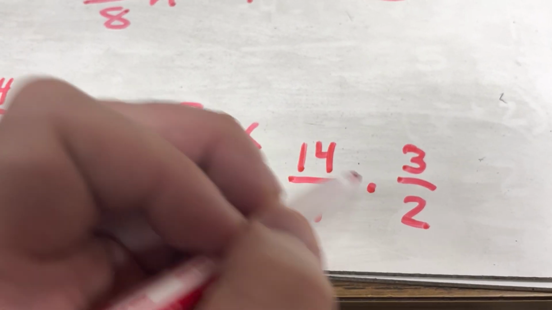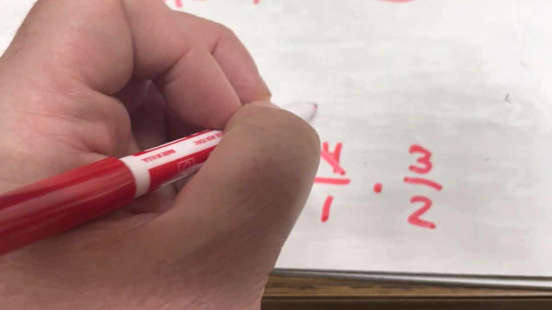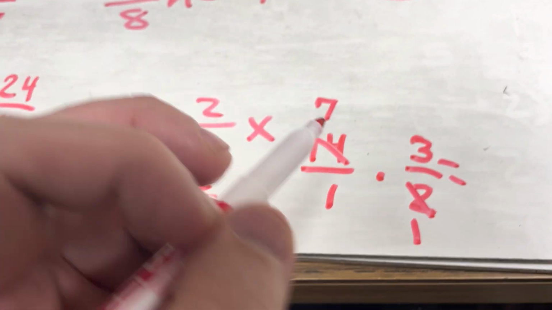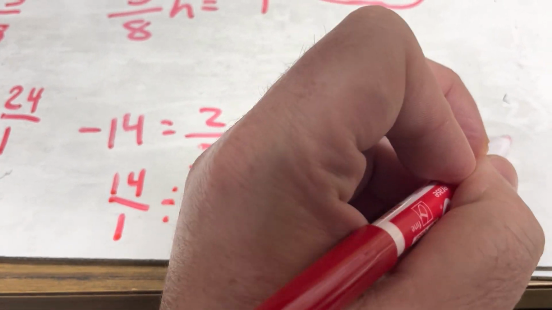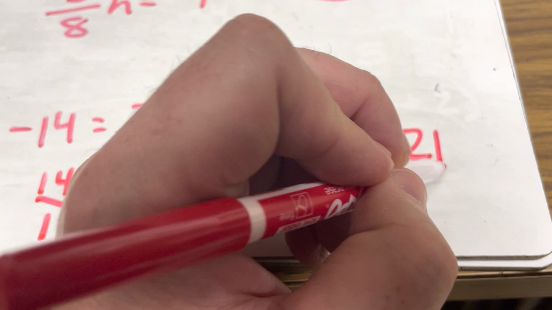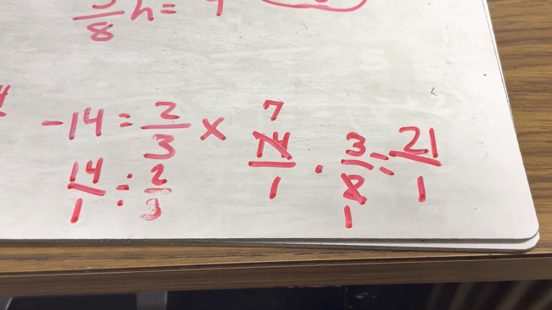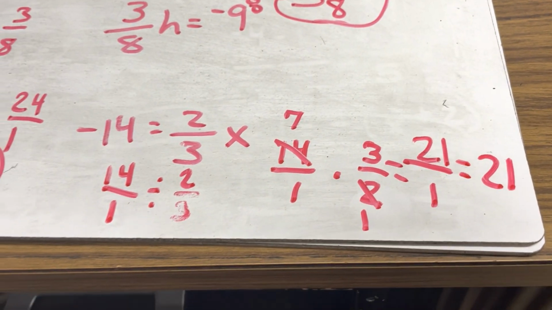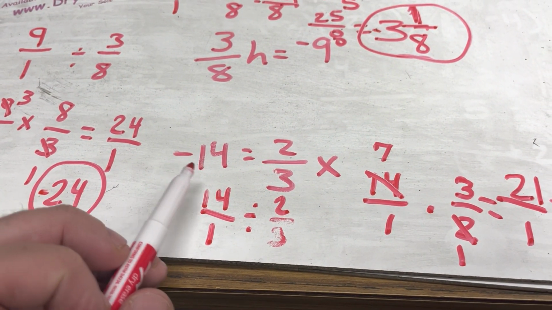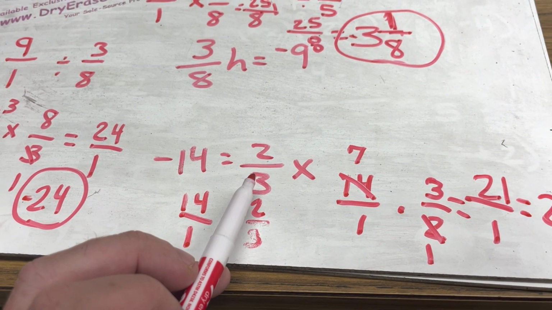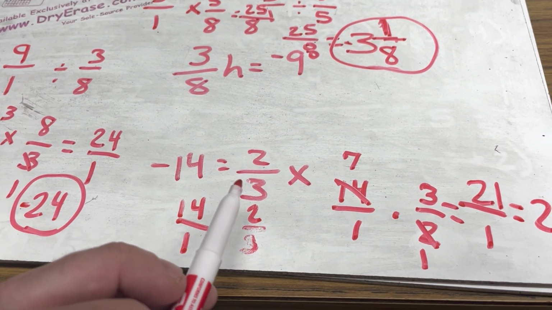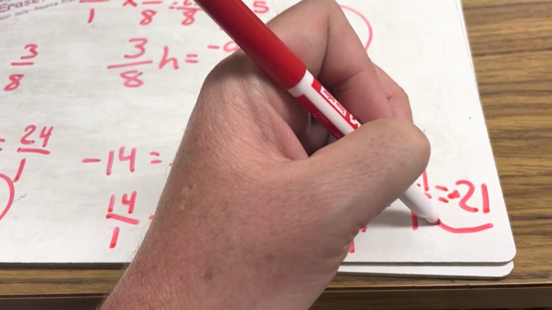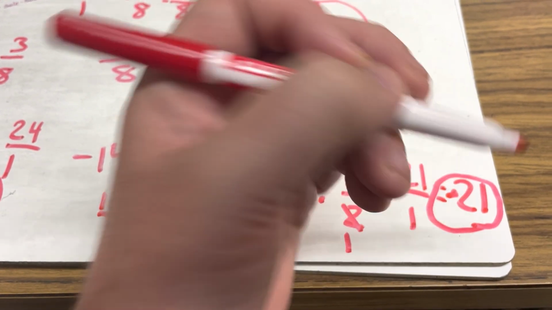Well, I can cross-cancel the 14 and the 2. 14 divided by 2 is 7. 2 divided by 2 is 1. So I'm going to take 7 times 3. That's 21. 1 times 1 is 1. And I know 21 over 1 equals 21. But this was a negative 14, and it's a positive 2/3. Whenever I divide a negative number and a positive number together, my quotient, or my final answer, is going to be negative. So our final answer is negative 21.